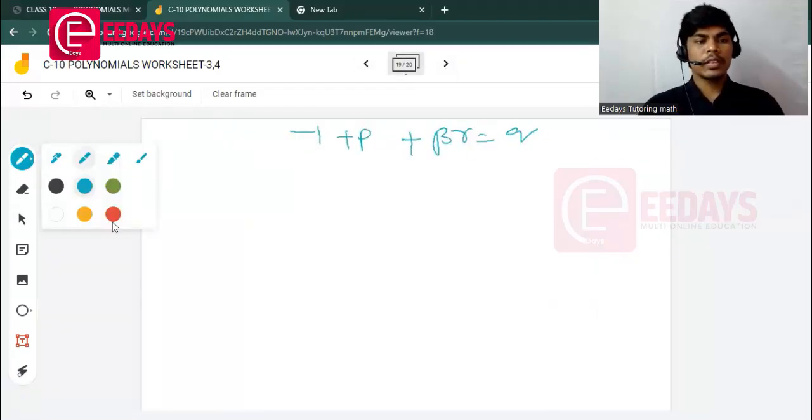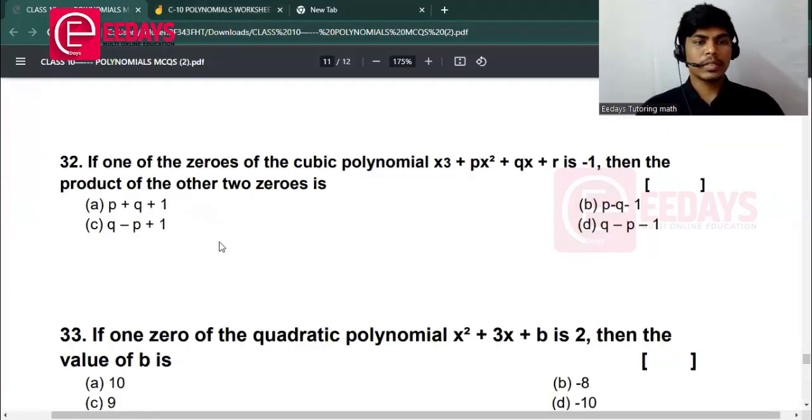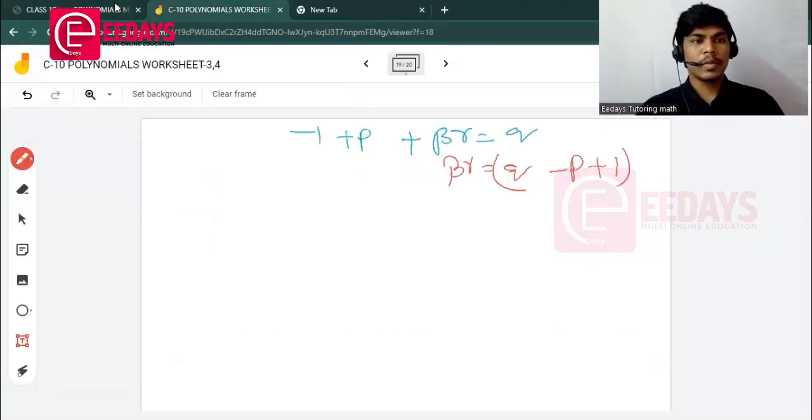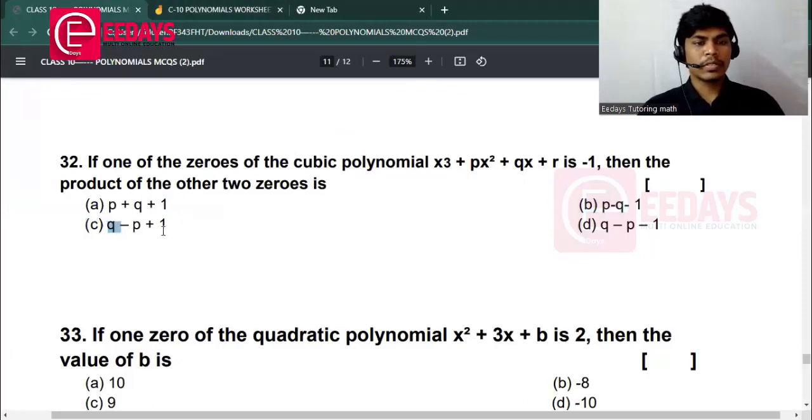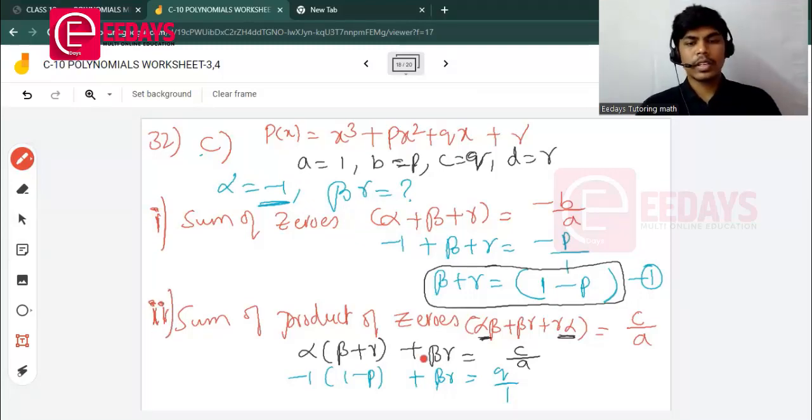We leave beta gamma like this, why? Because they asked to find the product of zeros. And if we transfer minus 1 plus p to the other side, it becomes q minus p plus 1. Let us check the options. Q minus p plus 1, option C is the correct answer. So you can do sum of zeros first and sum of product of zeros second. You just do like this.